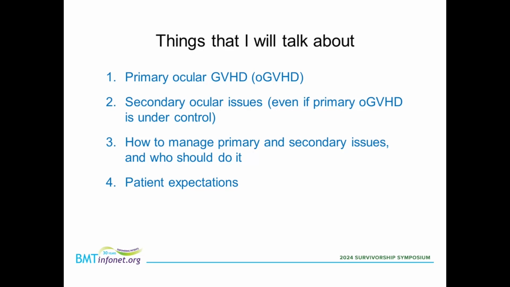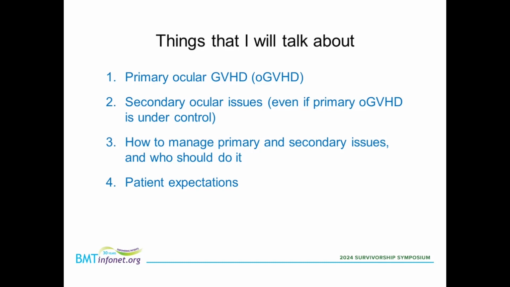So, things that I'll talk about. I'll talk about what I call primary ocular GVHD. And this is active inflammation caused by active graft-versus-host disease. And I want to differentiate that from secondary ocular GVHD. Secondary ocular GVHD are the problems you're left with after the inflammation has subsided. So even if you have secondary ocular disease, that can be dry eyes, even though the graft-versus-host disease is not active. That can be scarring that has occurred, even though the primary ocular GVHD isn't active.